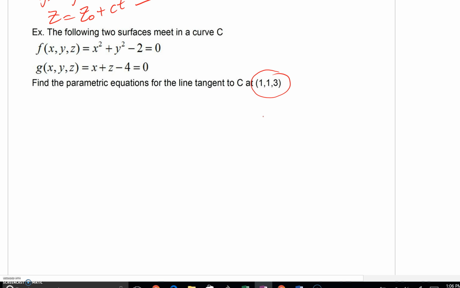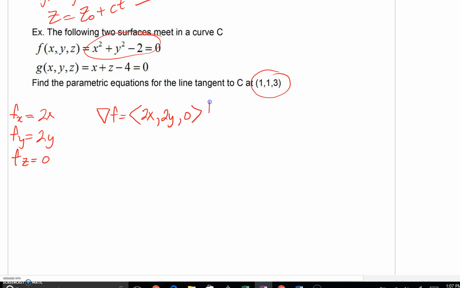Let's go ahead and find the gradient vectors. Let's do f sub x. What's the derivative of f with respect to x? What do we get? 2x. How about f sub y? What do we get? 2y. And then how about with z? We get 0, right? So the gradient of f is going to be 2x, 2y, and then 0. But I'm going to plug in the point 1, 1, 3. And I hope you could see pretty quickly that you'll get 2, 2, 0.